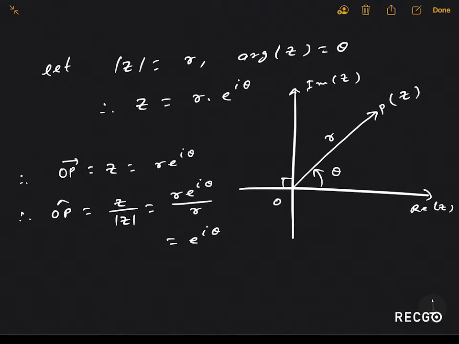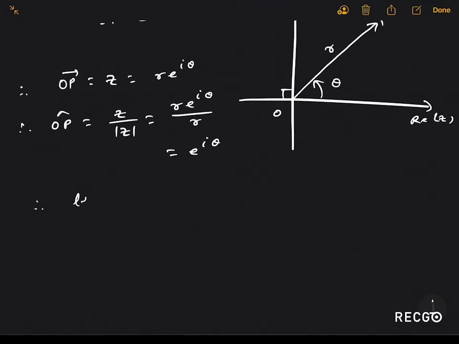It is very analogous to the vectors that you study in the Cartesian plane. Very analogous. So this is the OP vector in the complex plane, and OP cap is the unit vector in the direction of the OP vector, e to the power iota theta.